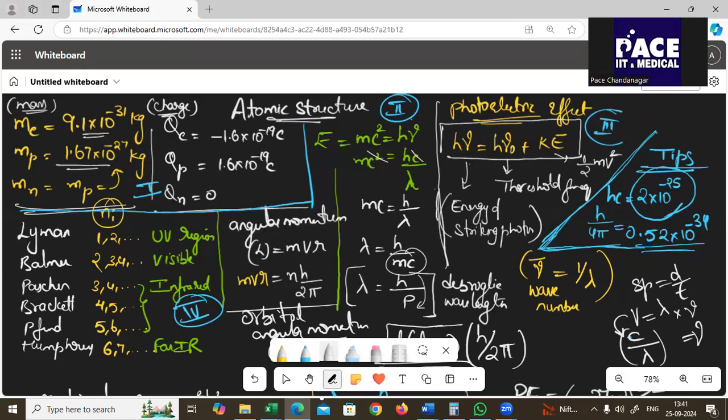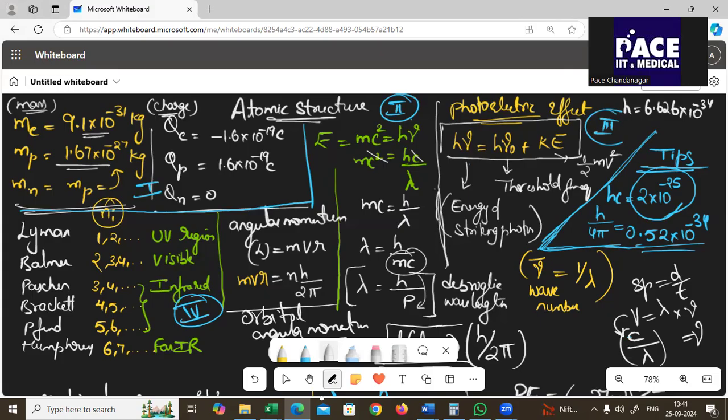The h value is 6.626 into 10 to the power minus 34. That is your h value. Please write it down. h is 6.626 into 10 to the power minus 34. So h by p would be your lambda value. This is also your de Broglie wavelength.